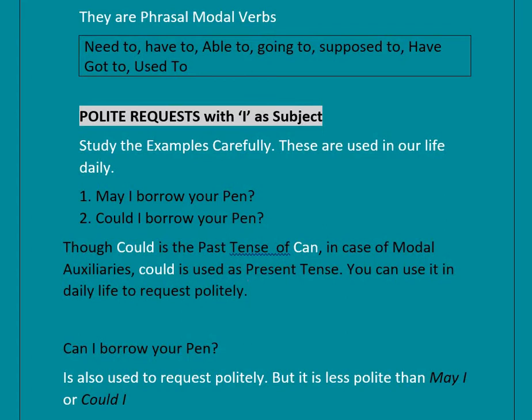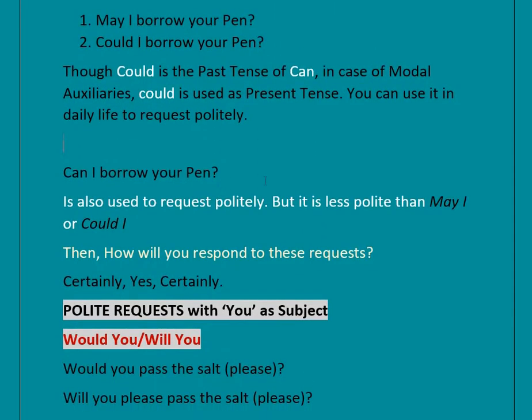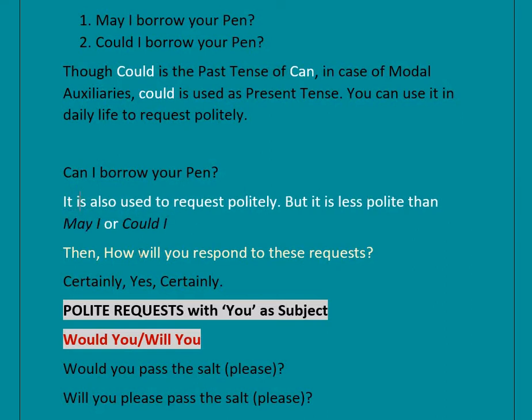So, learn the usage. May I borrow your pen? Could I borrow your pen? To ask something of somebody in a very polite manner, you can use could, may, etc. Another way of asking: can I borrow your pen? It is also used to request politely, but can is less polite than may I or could I. Then how will you respond to this request? Certainly. Yes, certainly.